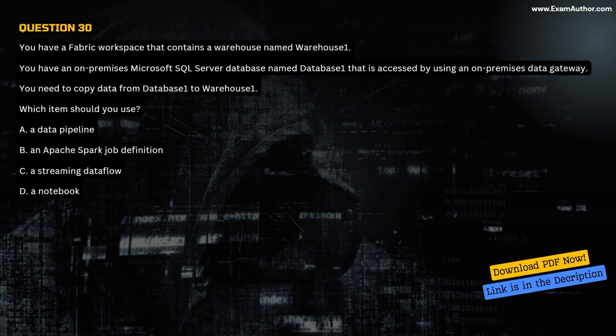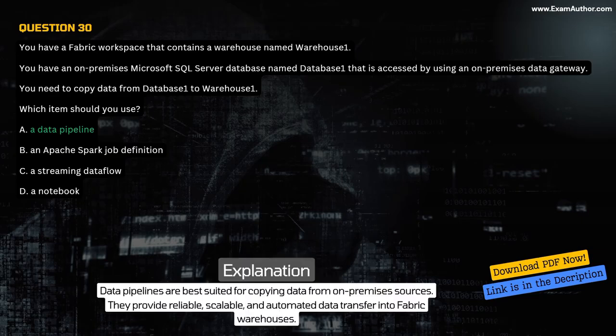A. A data pipeline. B. An Apache Spark job definition. C. A streaming data flow. D. A notebook. Correct answer A. A data pipeline. Explanation. Data pipelines are best suited for copying data from on-premises sources. They provide reliable, scalable, and automated data transfer into Fabric warehouses.